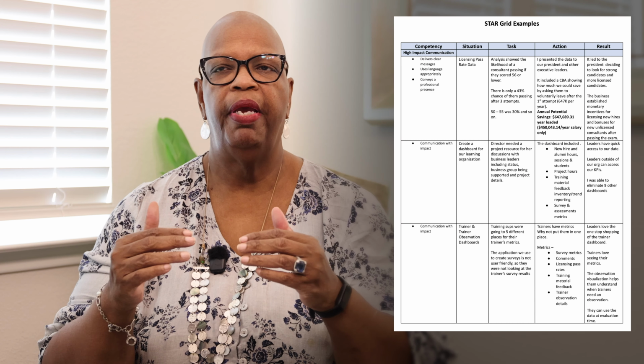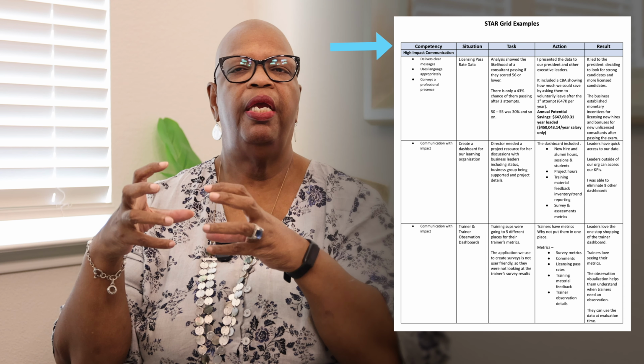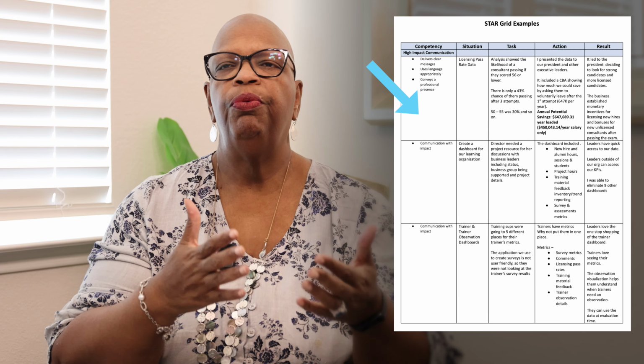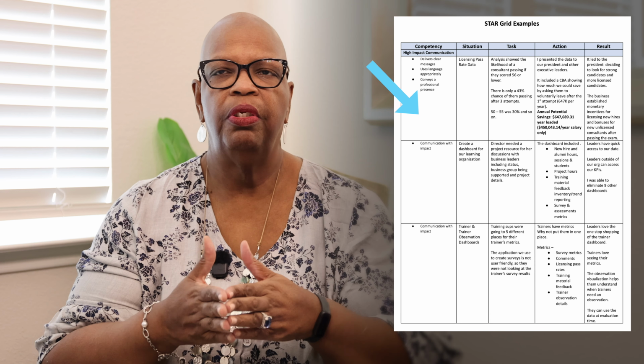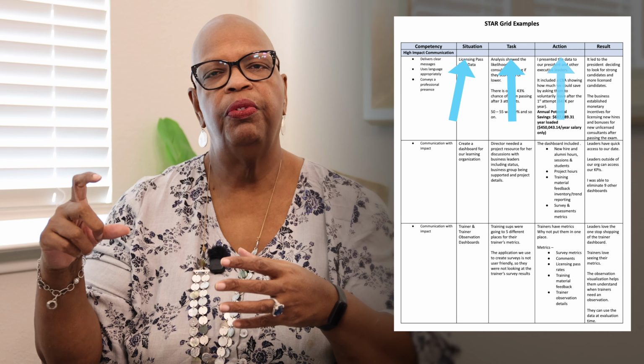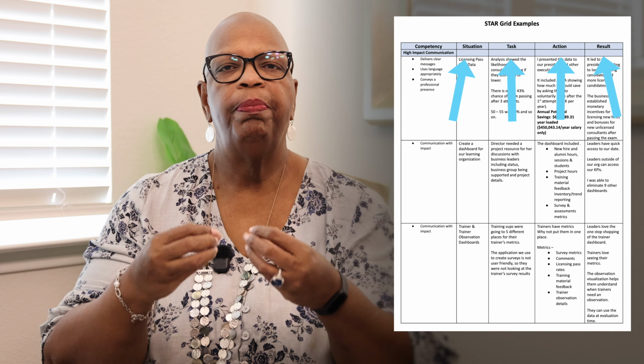And I'm going to recommend, too, that you put these in a grid format. When I say that, I mean you can take a Word document, you could take an Excel document, but create a grid where you have your S, your T, your A, and R all across the top. On the left-hand side, put whatever your skill is. Let's just say your skill is planning. And then you're going to put under each one of those letters what you did, what applies to that.